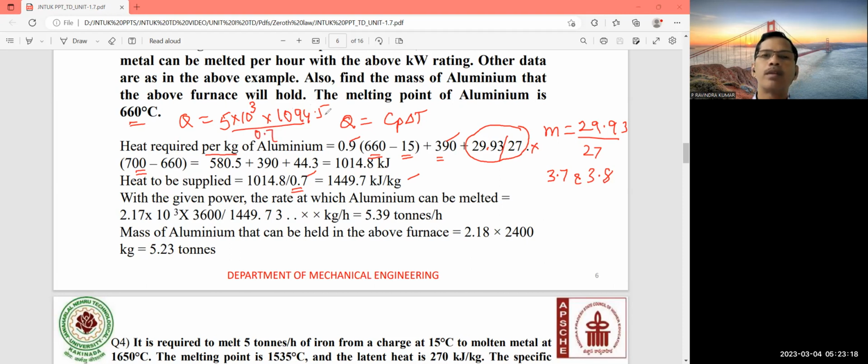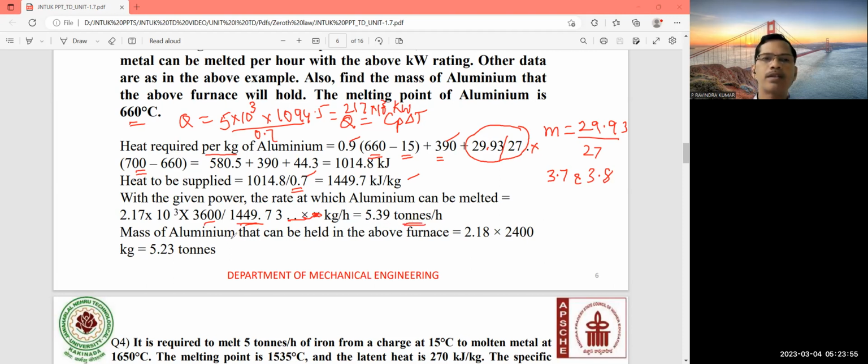So you will get this particular value as 217 into 10 cubed kilowatt. So that you have to apply here: 217 into 10 cubed into 3600 divided by the heat to be supplied, 1449.73. You can get in kilojoule, the power is 5.39 tons per hour.